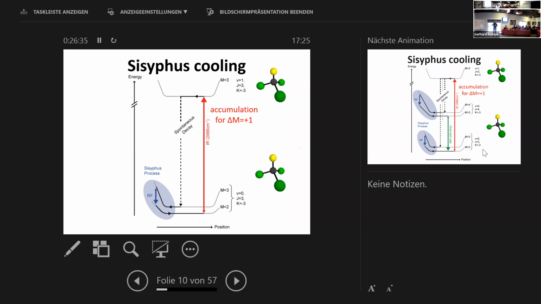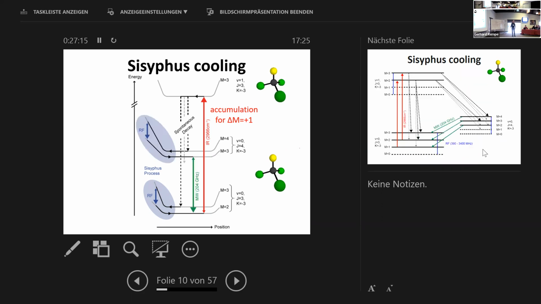We are accumulating in the sense that we are driving a delta M equals +1 transition. So we are driving M equals 2 into M equals 3, which has a higher Stark shift. So it's more trappable, easier to trap, because the M quantum number determines how deep the trap for the molecules is. The Stark shift is M times K. So when you increase M, the Stark shift increases, which means the trap becomes deeper. So we can actually accumulate. This is key.